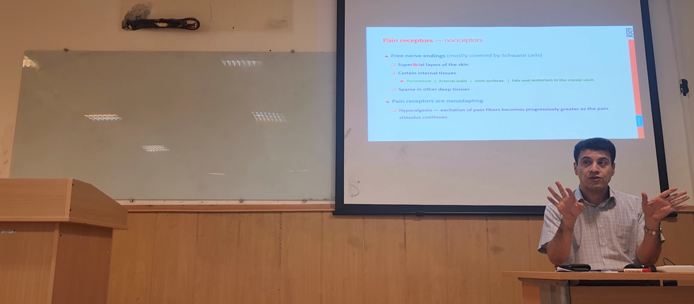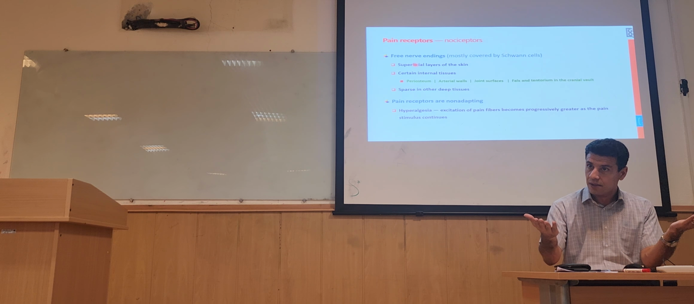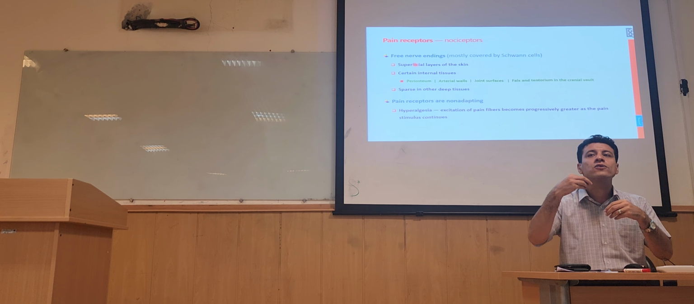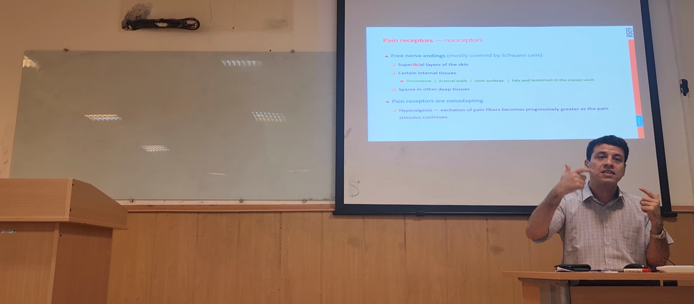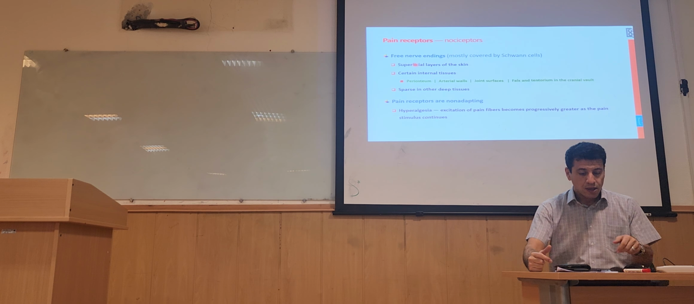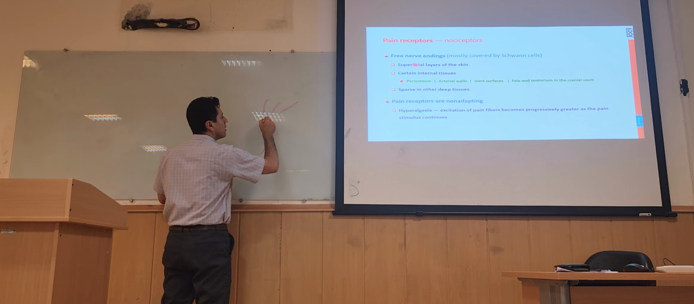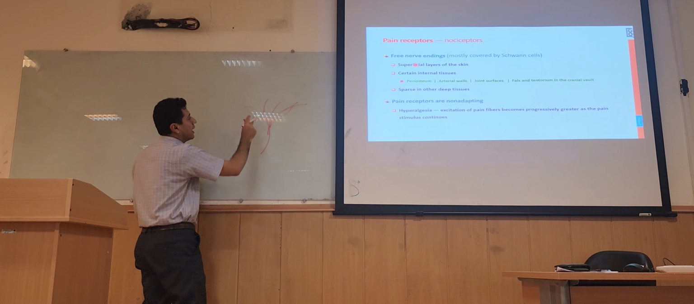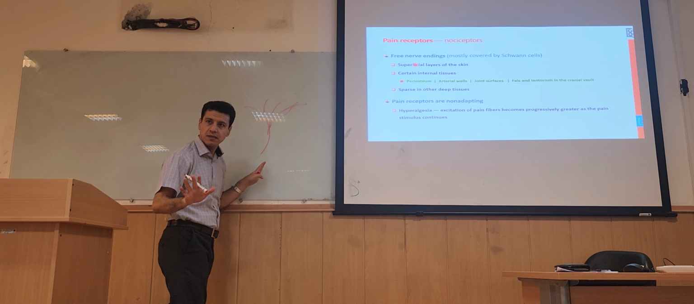So they are different in function, but they are the same in structure. They are free and they don't have any specific structure at the tip of the nerve. Okay? So we have just branching of a nerve fiber like this. At the tip of the nerve, it doesn't have anything. Right?